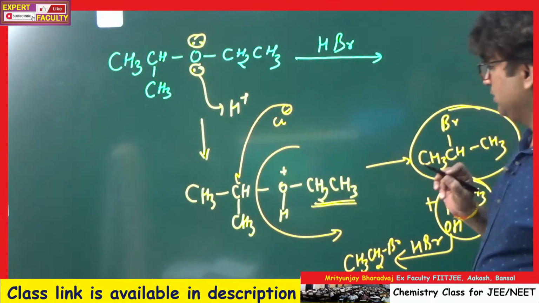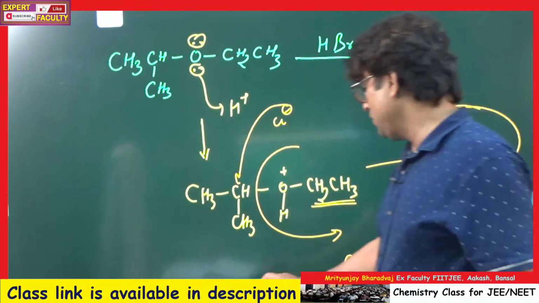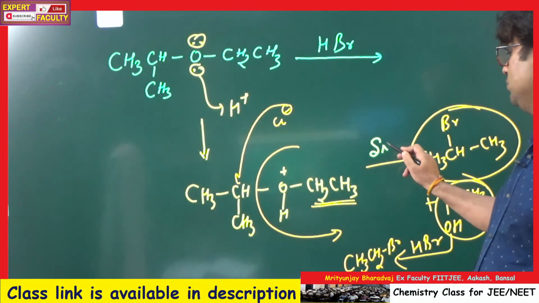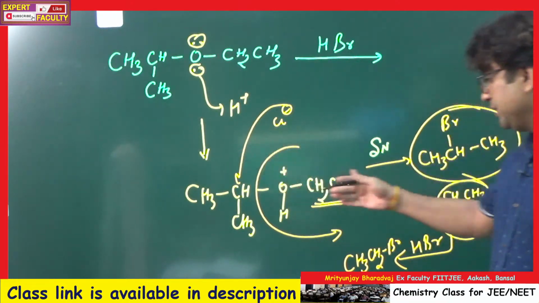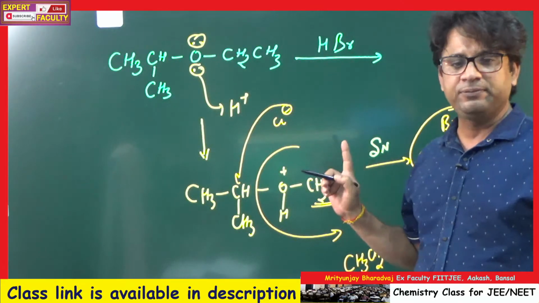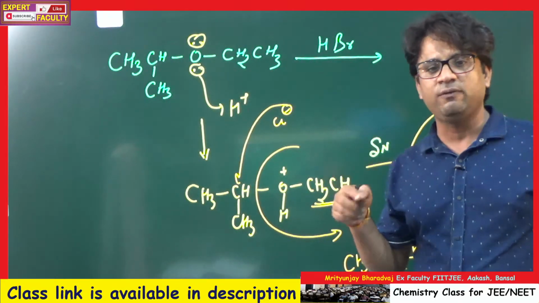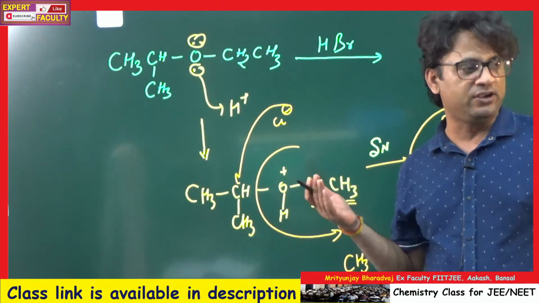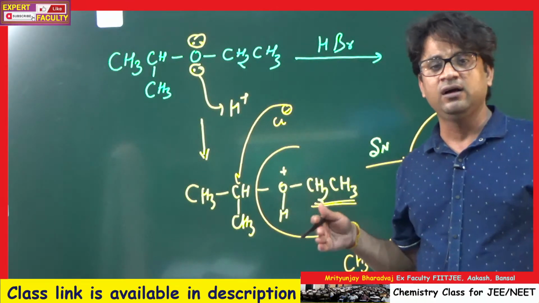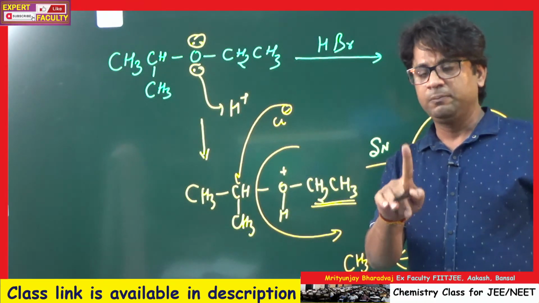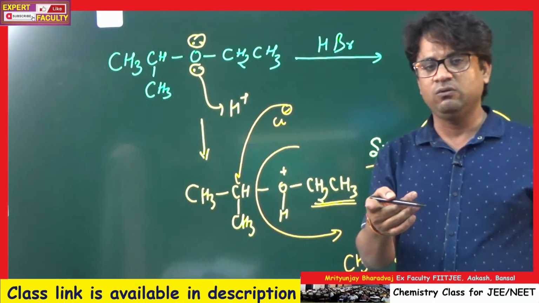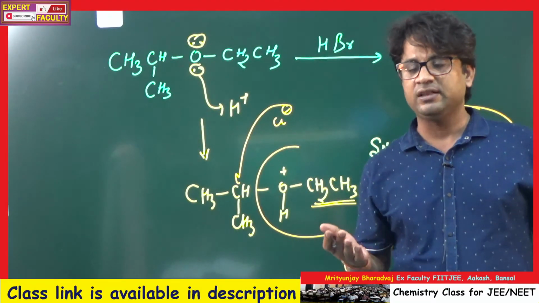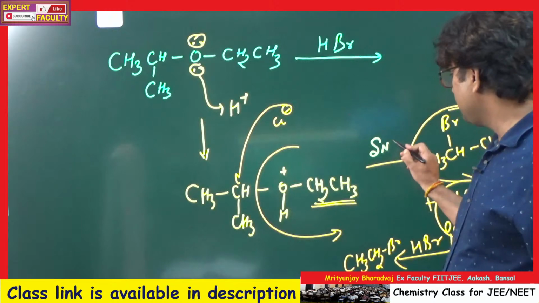Let me clear one thing. What do you think? The step will be SN1 or SN2? Look, I have shown it in a single step, but we have seen in the case of alcohols, secondary alcohols have major substitution via SN1. Primary alcohols mainly follow SN2, and if there is extra stability by rearrangement, then it may go for SN1. So here the step will be SN1.